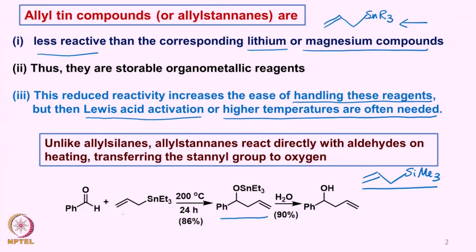So if we take an Allyltin compound which then reacts with an aldehyde at 200 degrees, then we see that there is a transfer of the tin to the oxygen, and therefore we get this allyl tin ether type of molecule, or homoallyl tin ether type of molecule, which upon hydrolysis leads to the corresponding homoallyl alcohol. So, this is done at high temperature.